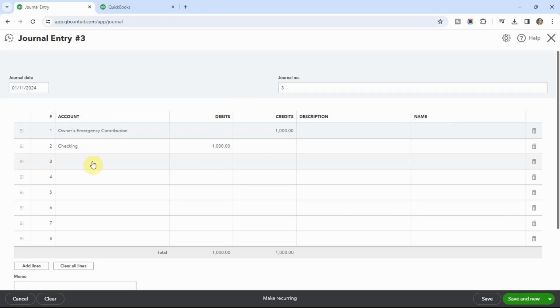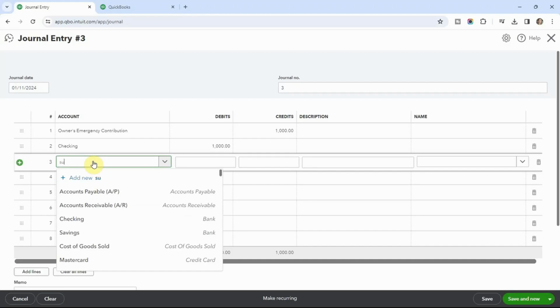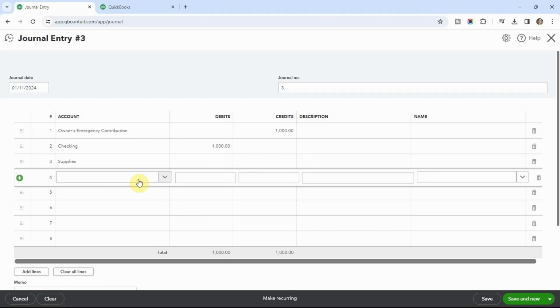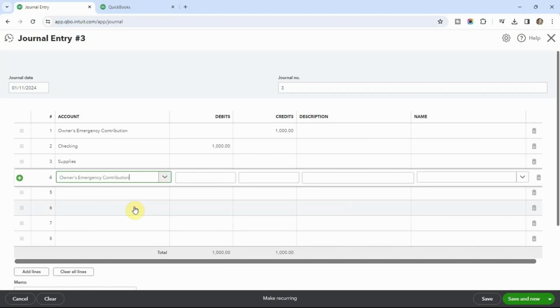And then you can also do this. Maybe the owner bought something. Maybe they bought some supplies with their personal bank account. And making a journal entry is kind of the easiest way for you to account for that. So they bought supplies, and let's just say it's that owner's equity account. Again, if it's not the emergency one, you could call it something else if you want to designate that. But this is technically correct because it is that equity type of account.